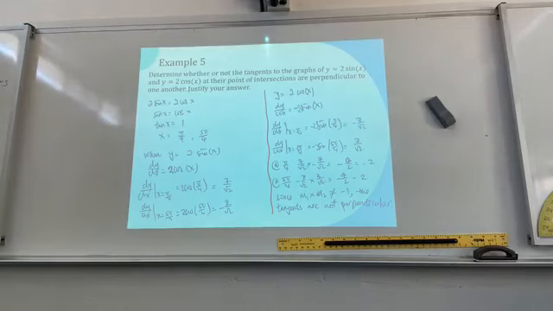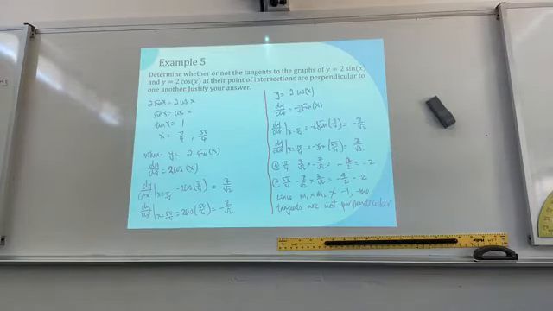So think about this. You need to find the intersection point. If you're not given the intersection point, you need to find the intersection point by solving. That's one step. The other step is find dy/dx of both.